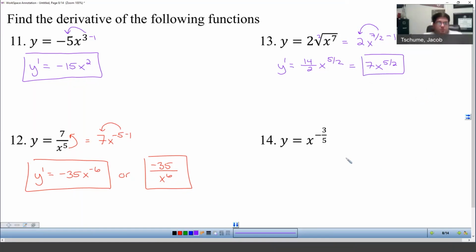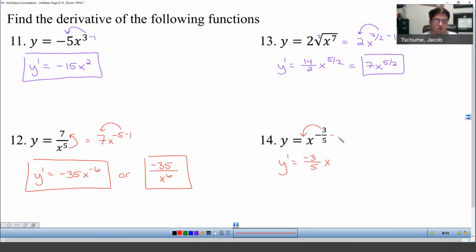Number 14, once again, I'm trying to mix in everything you might see. Just be comfortable with negative fractions as well. So this one we don't have to actually rewrite because it's already in the form that we can take the derivative of. So if I find y prime here, I would take the negative 3/5 and bring it to the front.